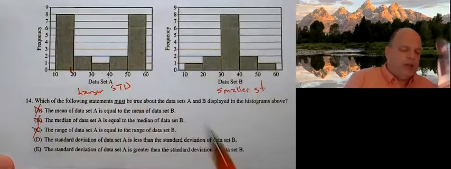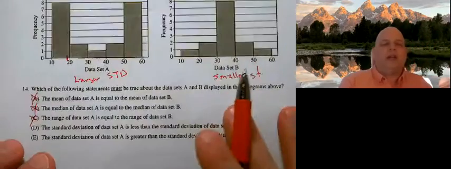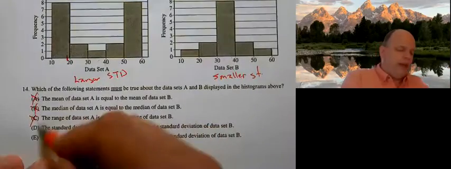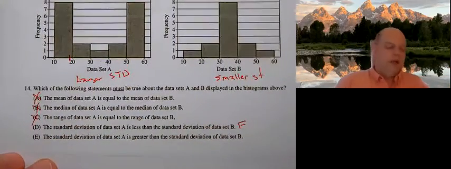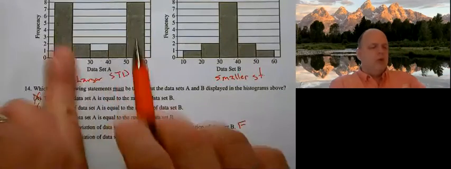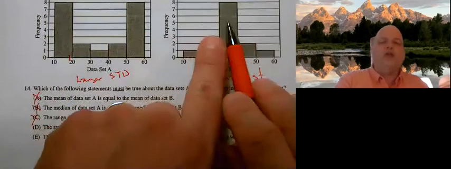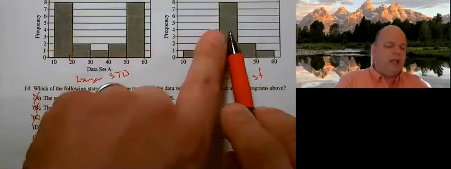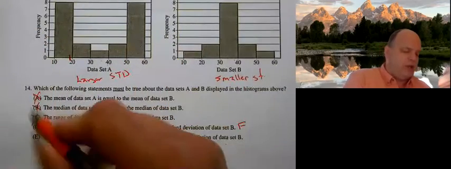Matter of fact, the worst case for standard deviation, well, we'll come back to that in just a second. So this is actually false. This is not even a possibility. But the standard deviation of A is greater than the standard deviation of B. That's true. We have more data away from the mean. This one has more data close to the mean. So close to the mean, small standard deviation, away from the mean, large standard deviation.